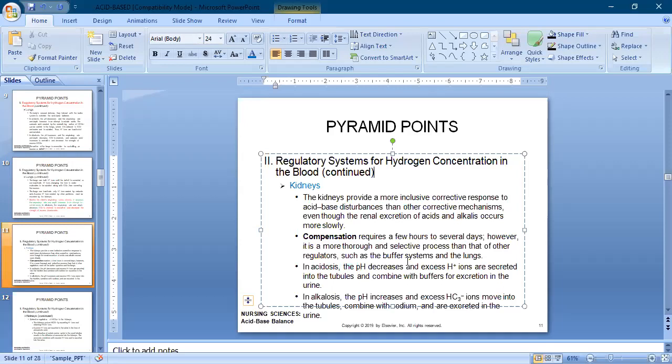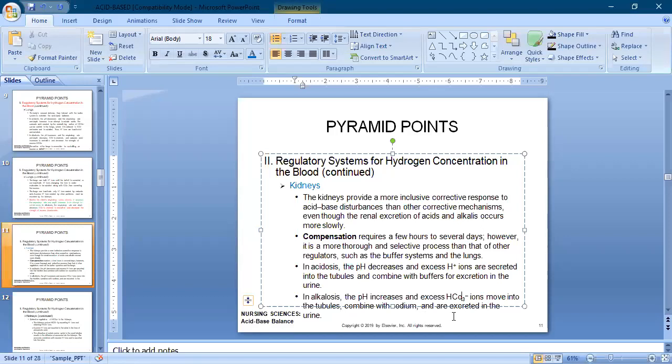In alkalosis, the pH increases and bicarbonate ion decreases, moves into the tubules, binds with sodium, and is excreted into the urine.